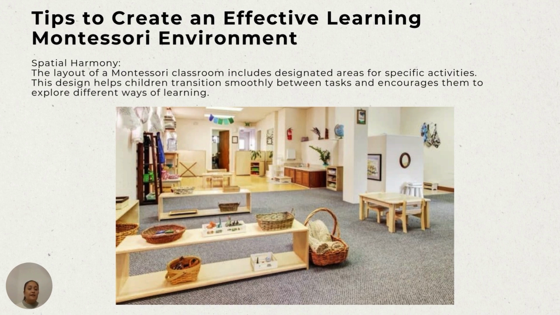As you can see in this environment, the tables and chairs are the correct size for the toddlers. The shelves are low. The shelves are not overcrowded with materials. There may be one or two or three items at the max on a shelf. The sink has a step stool for a child to feel successful washing their hands on their own without an adult's help.